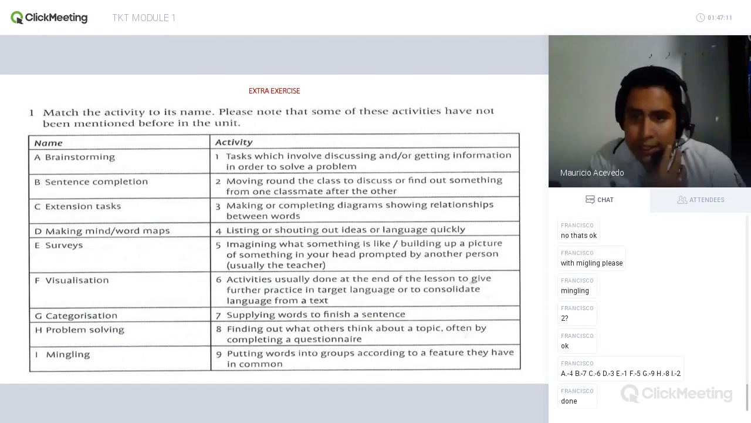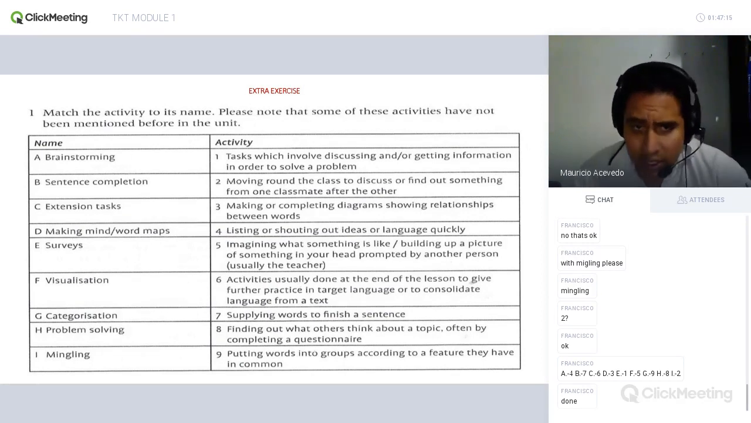Okay, Francisco, I can see your answers. For you, A is 4: brainstorming, listening, and shouting out ideas and learn quickly. That sounds good. B, it's 7: supplying words to finish a sentence, sentence completion. Letter C, it's 6: extension task, activities usually done at the end of the class.